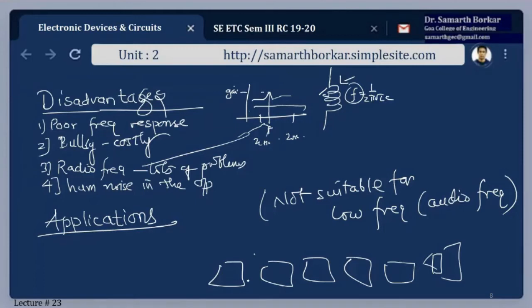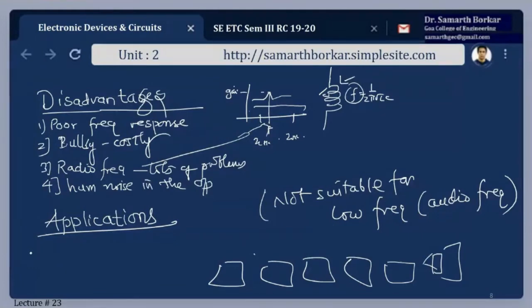So I hope this part is clear to everyone. What you need to understand here, as far as couplings are concerned, is that we have three types of coupling: RC coupling, direct coupling, and transformer coupled amplifiers. What you need to know is the construction of the transformer coupled amplifier. Then you should discuss the operation, then the frequency response, then the advantages, disadvantages, and the applications. So application, let me write here.